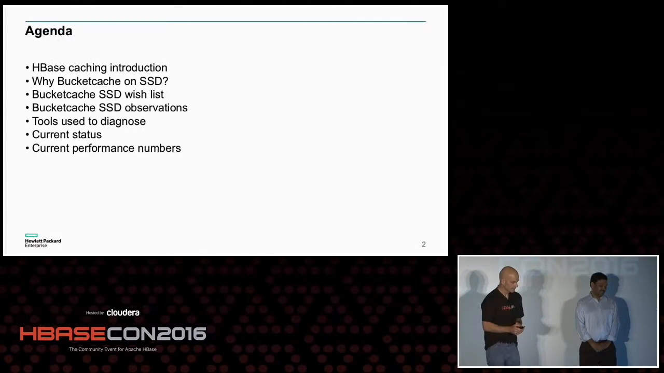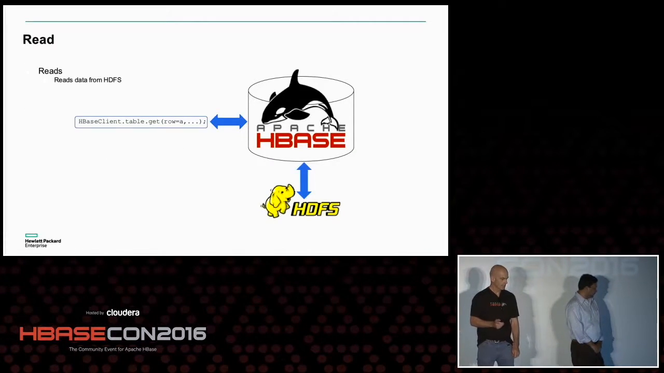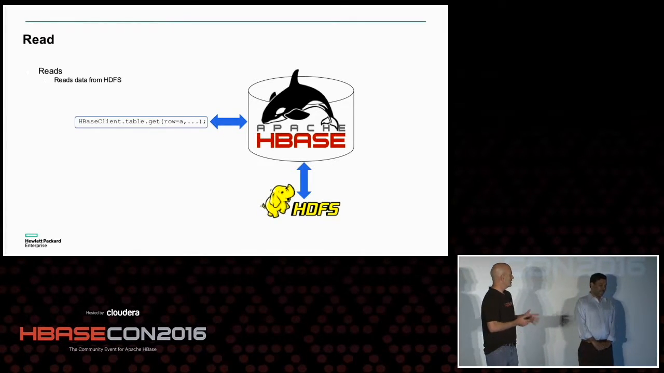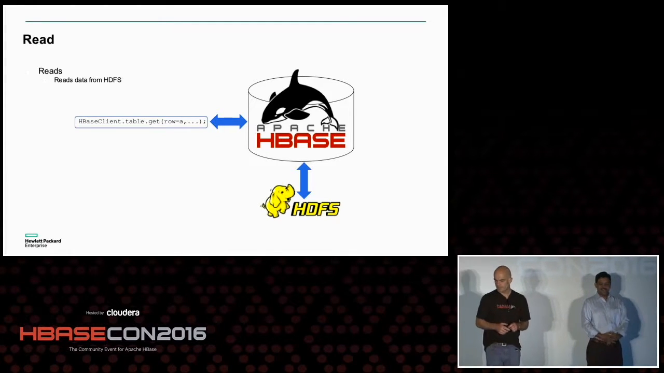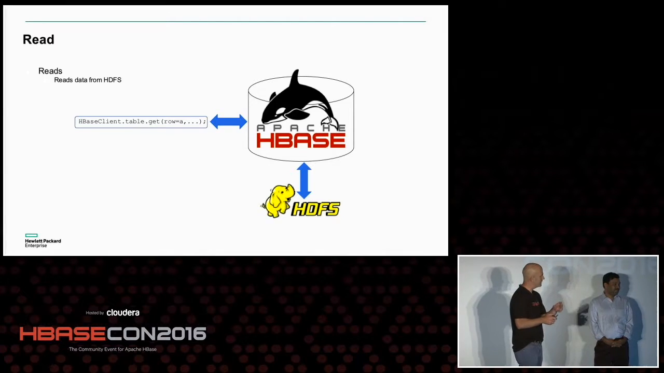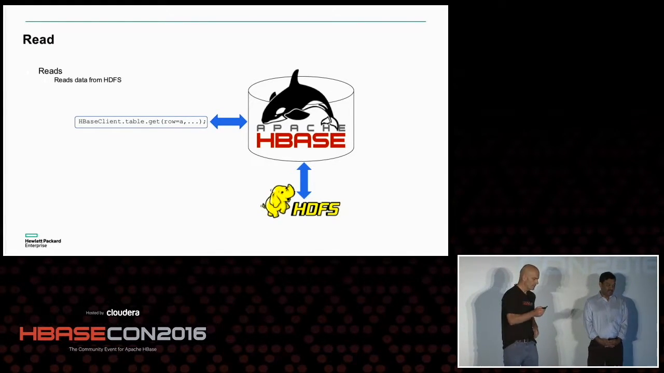We'll make a start. I think I kind of covered this slide already. So, caching. Whenever you read in HBase, the data is actually in HDFS, so the request goes to the HBase process, which picks it up out of HDFS and returns it to the client. So there's a bit of I/O there.